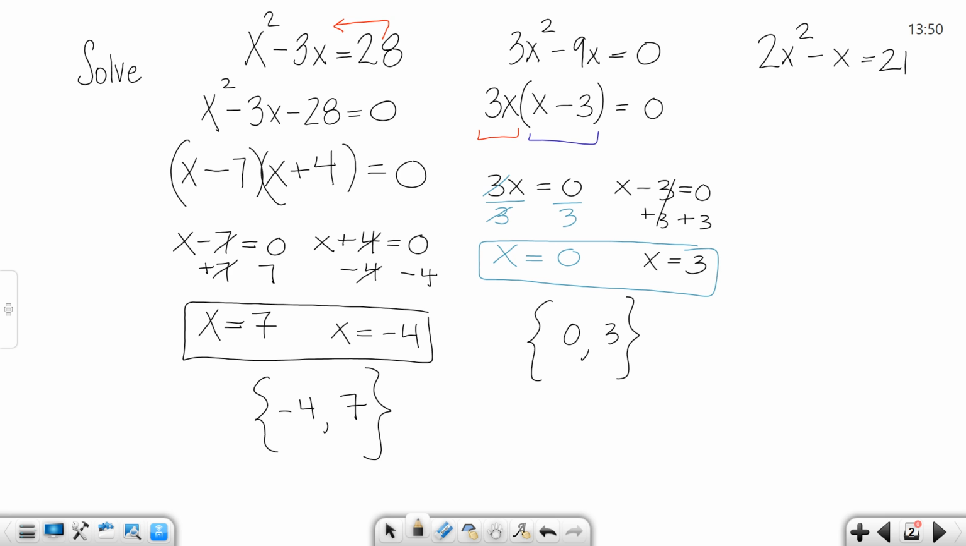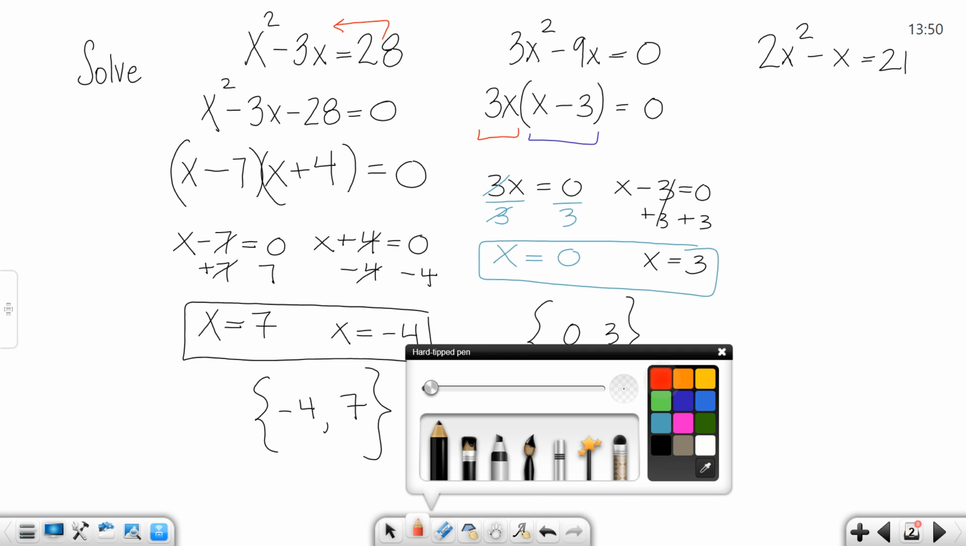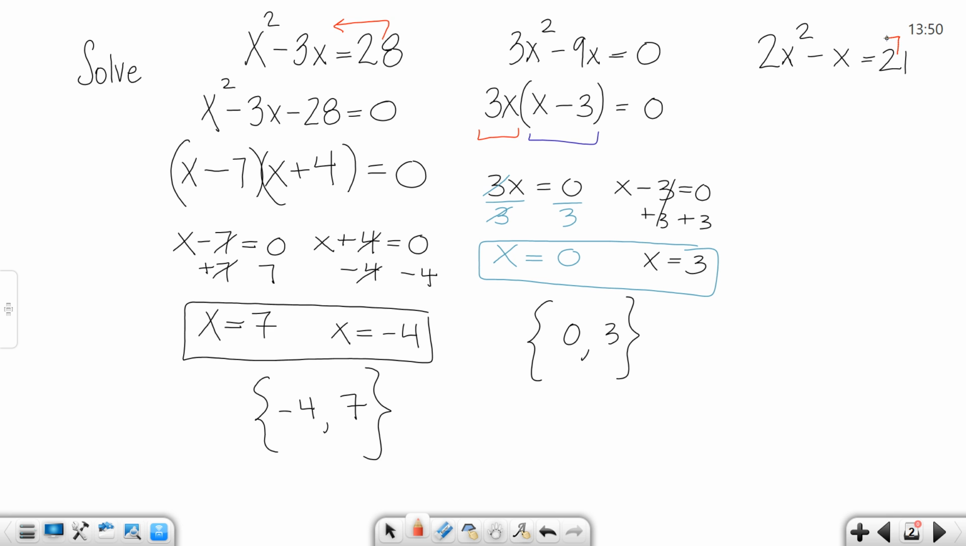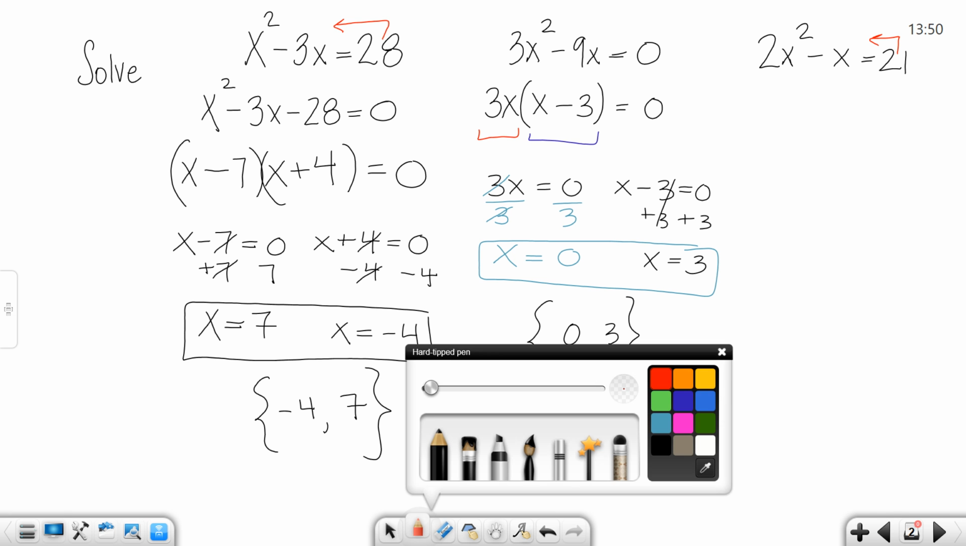Okay, looking at your last one here, it is not in standard form, so the very first thing that we need to do is make it in standard form. So I'll move that 21 over.